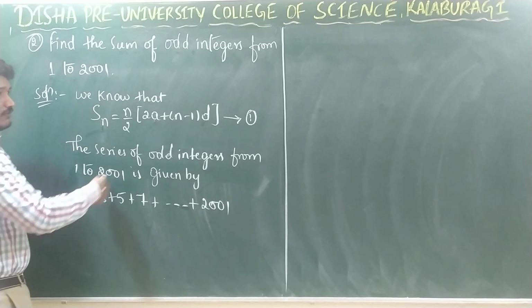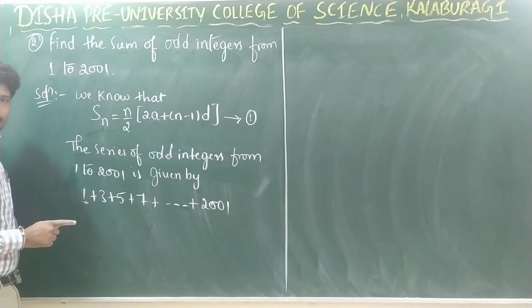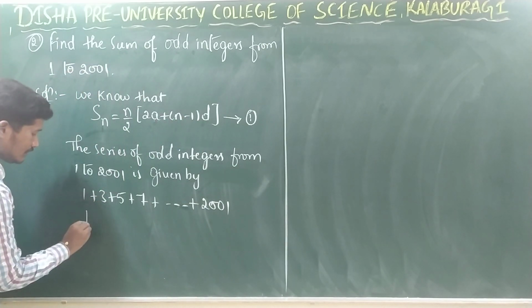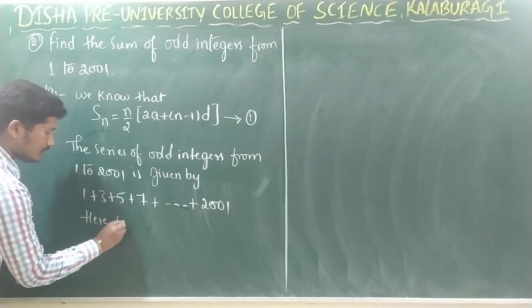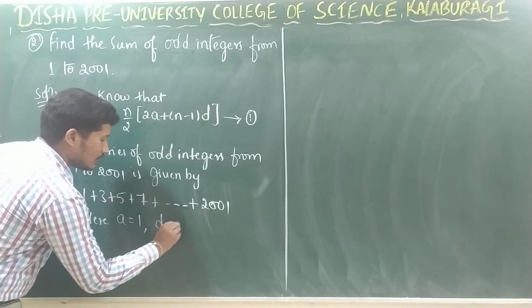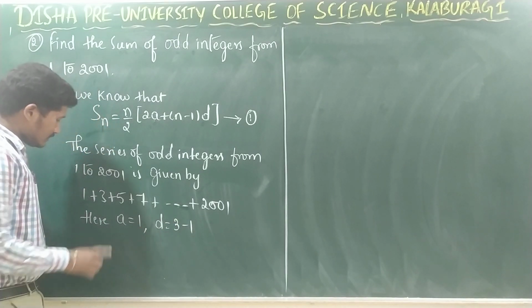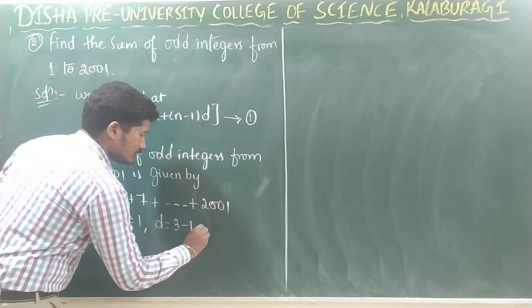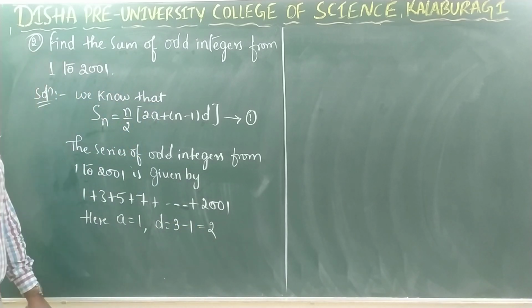That is, 3 minus 1 will be our common difference. Right? So, here the first term is what? 1. That is, a is equal to 1. d is equal to what? a2 minus a1. That is 3 minus 1. So this is equal to 2.